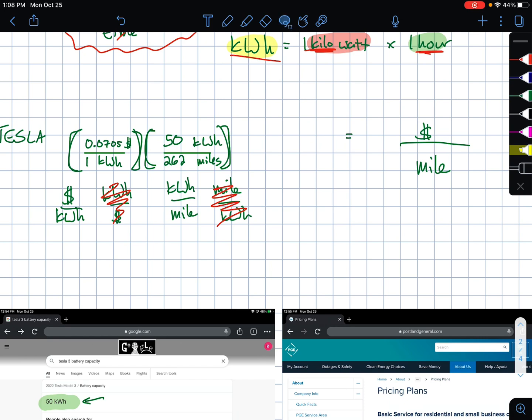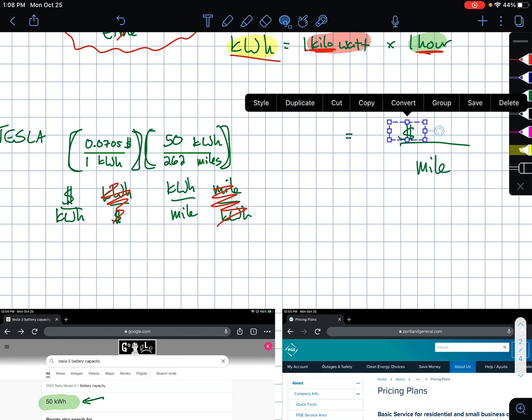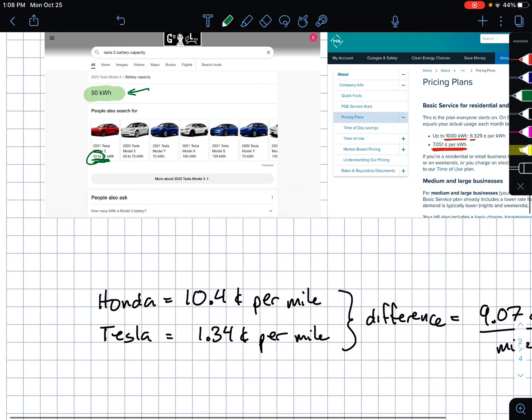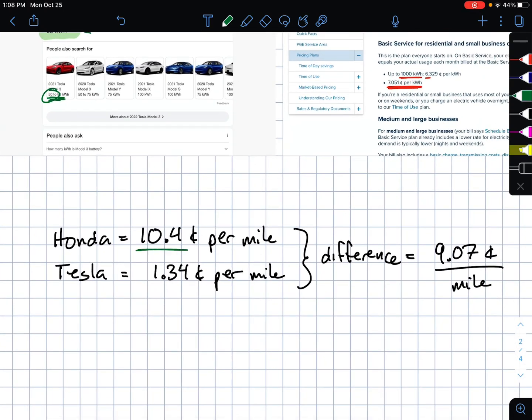So let's see, let me grab this dollar sign and get it out of the way. It winds up being like a penny, 0.013 dollars per mile. So what we're seeing here, this Honda is taking you about a dime to go 1 mile, and a Tesla is going to take you roughly a sixth of that to go a mile, right? We're looking at basically 1 penny to drive 1 mile. That's a difference of 9 cents per mile.